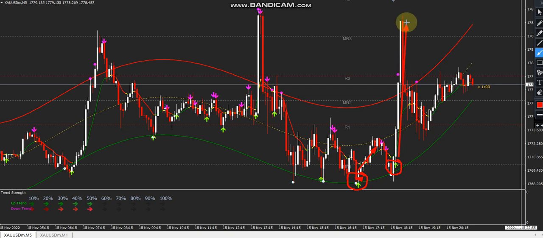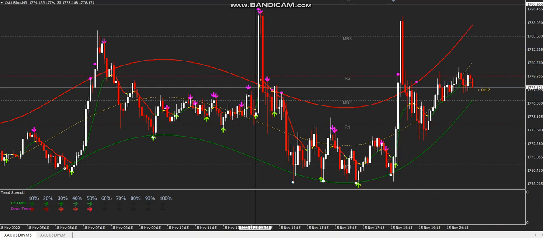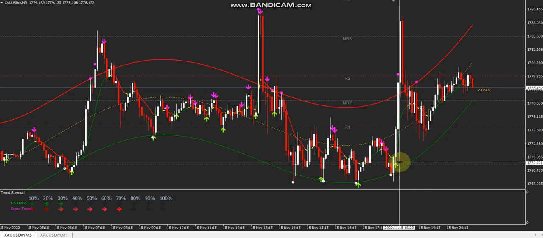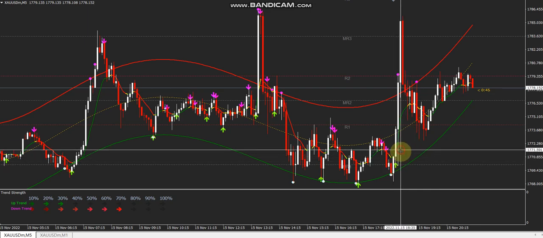So I took this trade all the way up, and see it came back. Even if you had exited after this 5-minute candlestick, you would still be in profit. So let's just quickly see how many pips here. I took it from here.